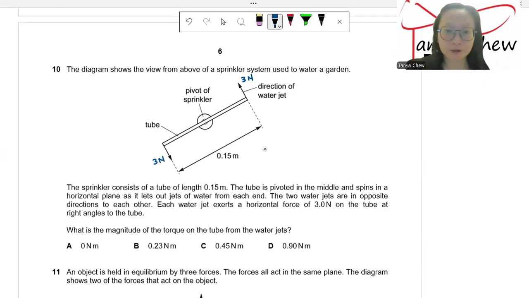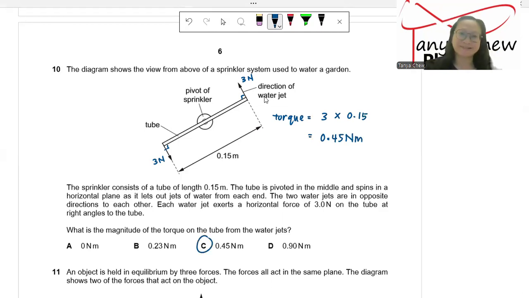So I'm going to find the torque by the two jets. You can use the torque of a couple. You just take the magnitude of one of the two forces, multiply by the perpendicular distance between the two forces, which is 0.15 meter. You're supposed to get 0.45 Newton meter. C is the answer.